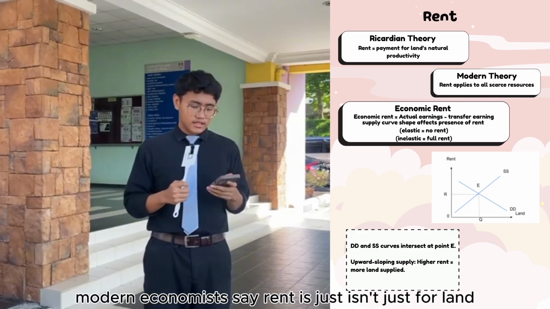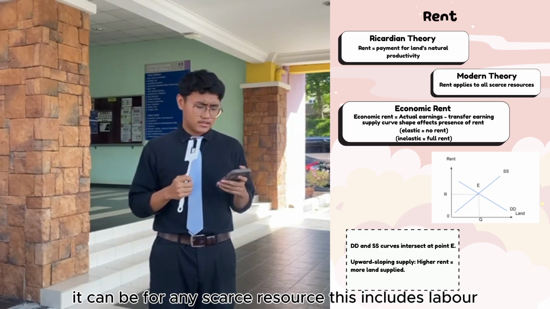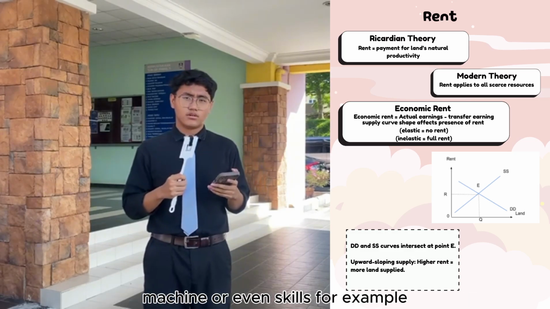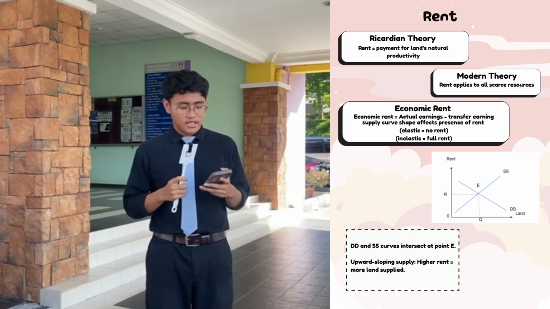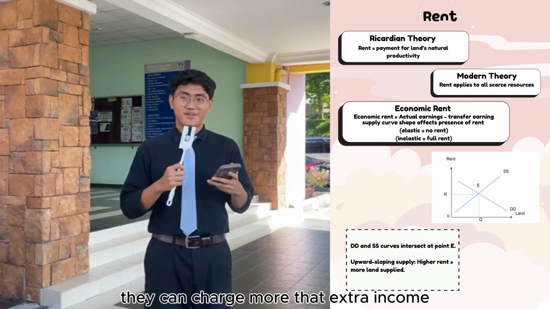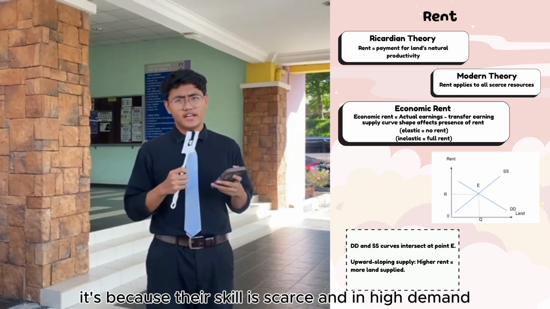Modern economists said rent isn't just for land. It can be for any scarce resource. This includes labor, machines, or even skills. For example, if someone is really good at graphic design and there are few like them, they can charge more. That extra income is like rent. It's because their skill is scarce and in high demand.